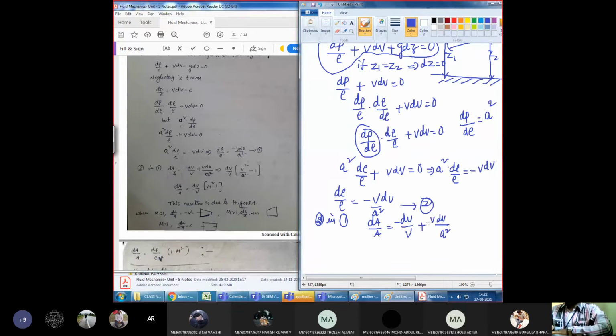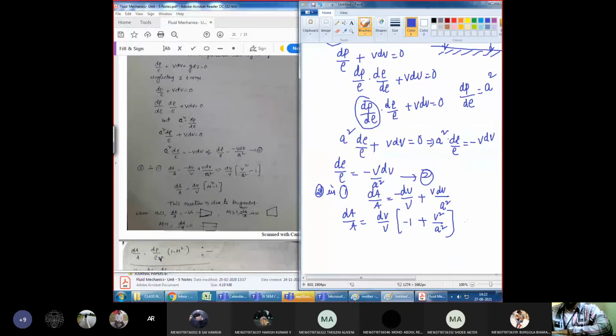Okay, so then we will take dv by v common from this. Therefore dA by a is equal to, taking dv by v common, minus 1 plus v square by a square. Is this simplification clear? If I take dv by v, v is not there, so I am multiplying and dividing with v here. If I multiply and divide with v, v into v will be v square.